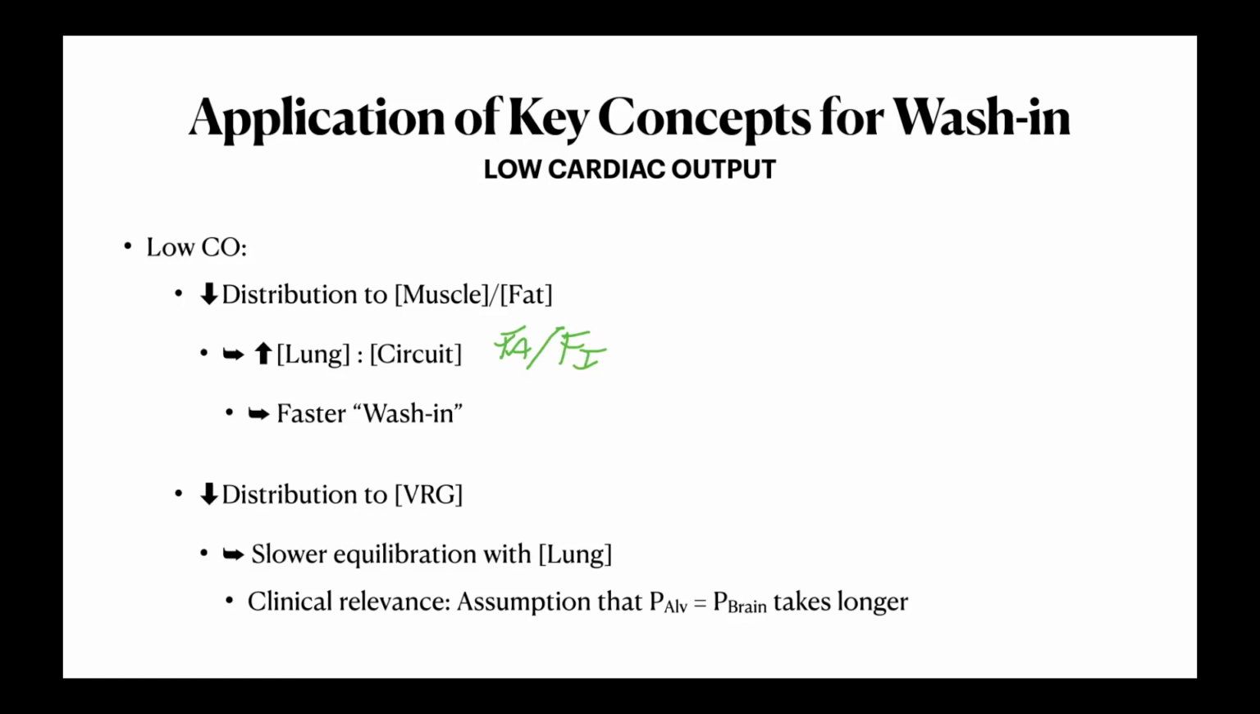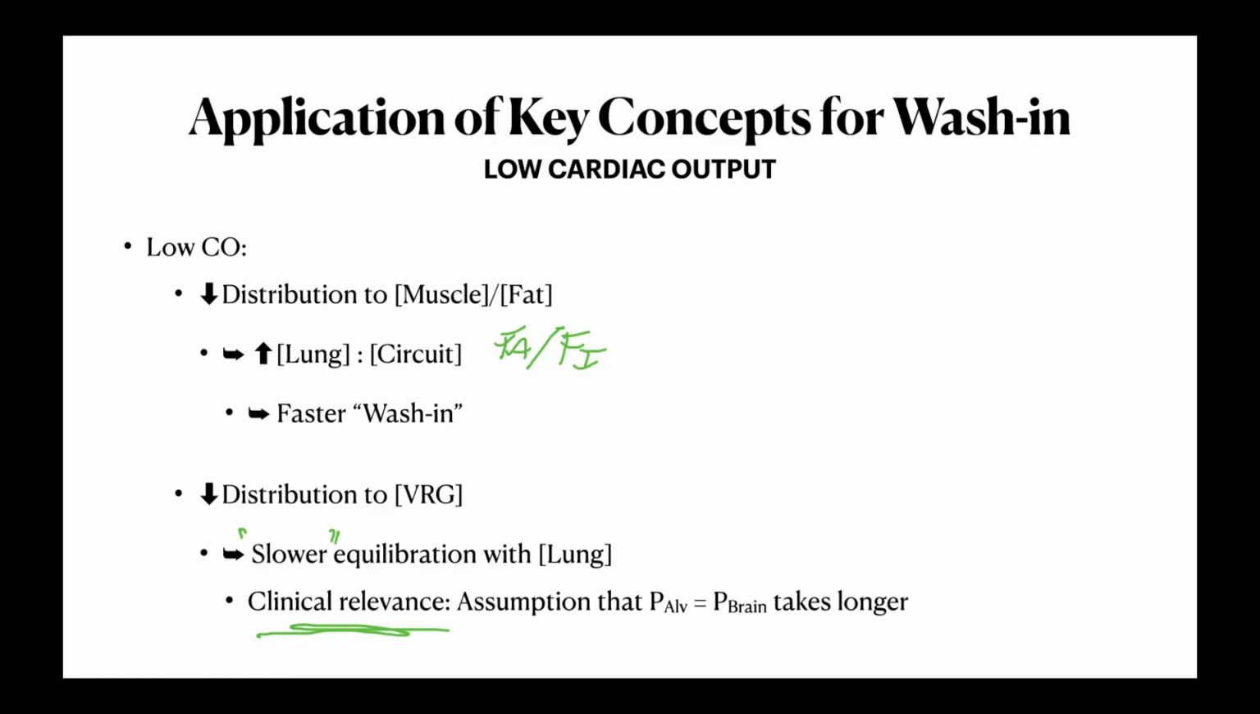Now, the other thing that you need to know is that there's reduced distribution to your vessel-rich group, which means that there is slower equilibration with the lung. And when I say slower, it doesn't mean that it's going to be hours, okay? It's slower in terms of, instead of it being 20 to 30 minutes, it's going to be 30 to 40 minutes, okay? And the clinical relevance to this is that your assumption that your alveolar pressure equals your brain actually takes longer. And I think we see that in our patients with low cardiac output states.